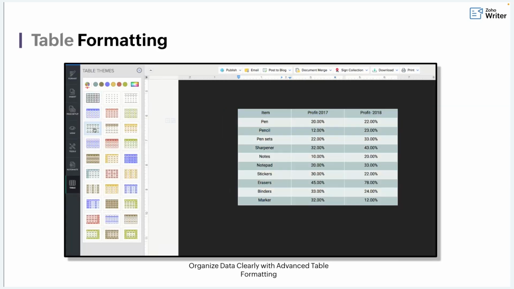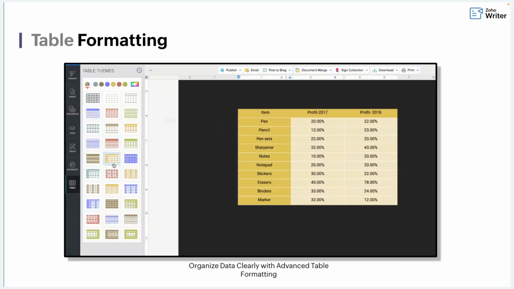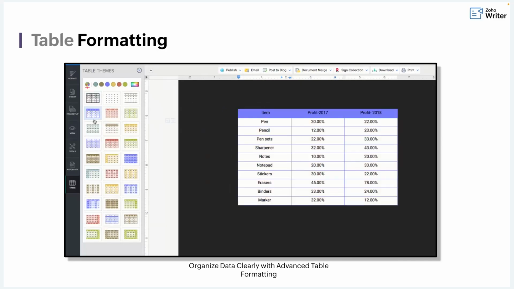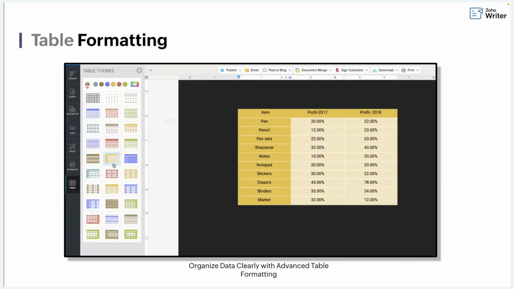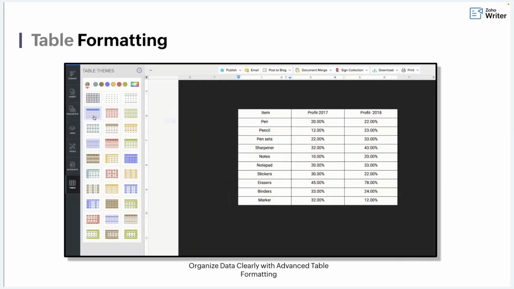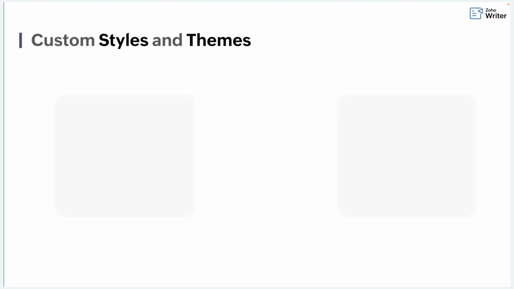Okay, so we just saw how templates help maintain consistency. But here I have a question. What if users want to apply their own branding and formatting across multiple documents? Well, that's a great question, Jennifer. That's where custom styles and themes come in.